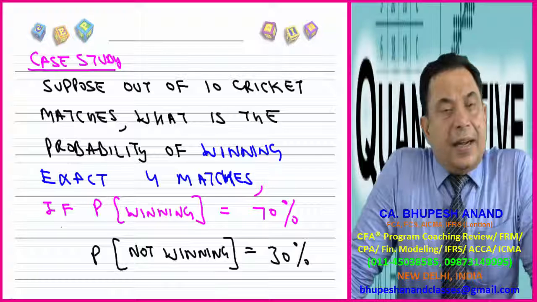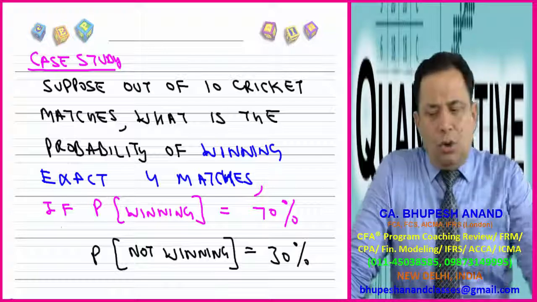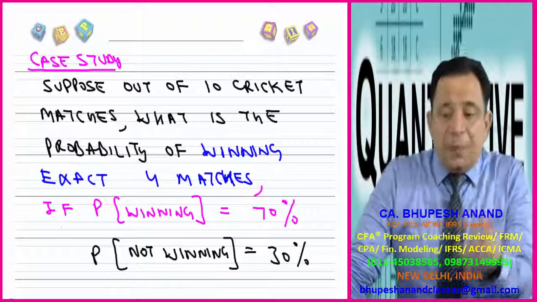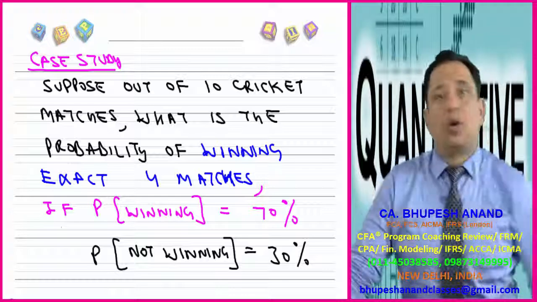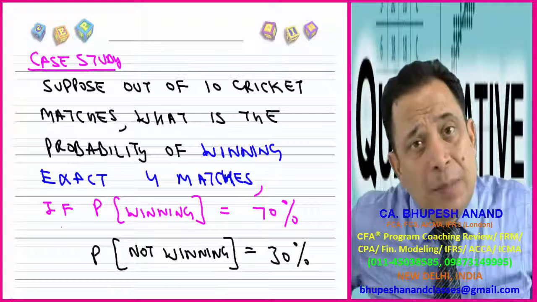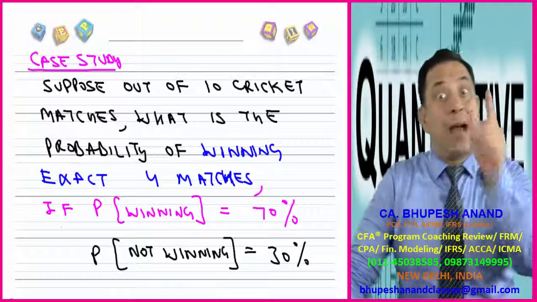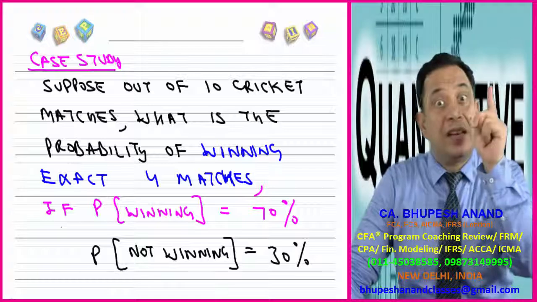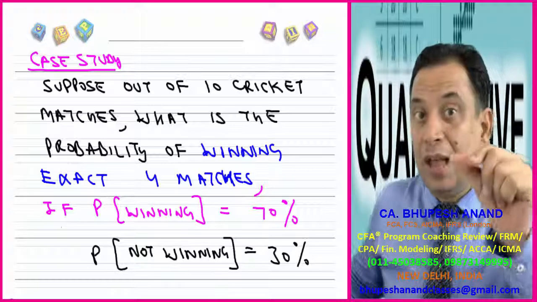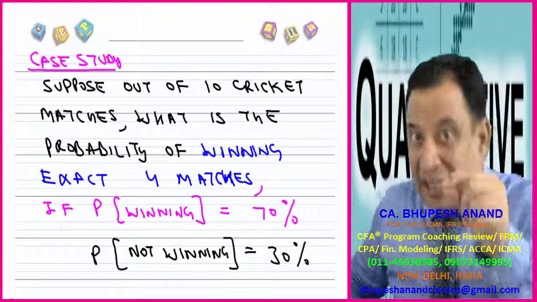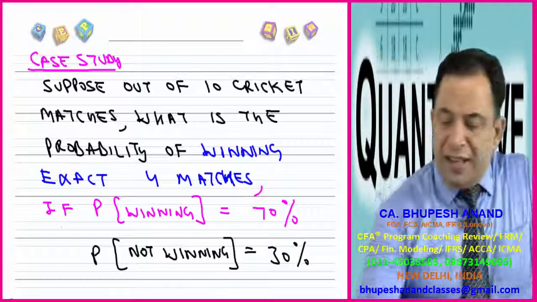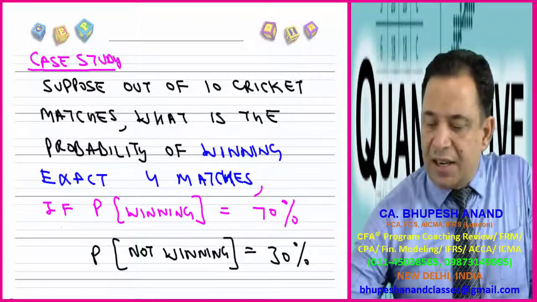Out of 10 cricket matches, the same example which I have just told you, what is the probability of winning exactly 4? It means when I use exact 4, I will be using Bernoulli distribution, and when I say match, there are two outcomes possible: either I will win or lose. It means it is a case of binomial distribution, and within binomial I want an exact number. It means I will be using Bernoulli distribution, and the probability of winning is 70% and the probability of not winning is 30%.